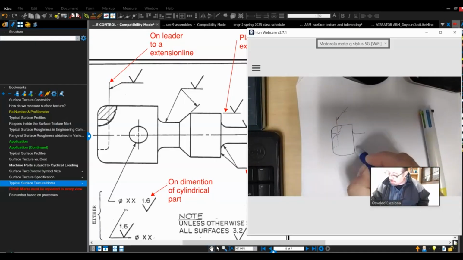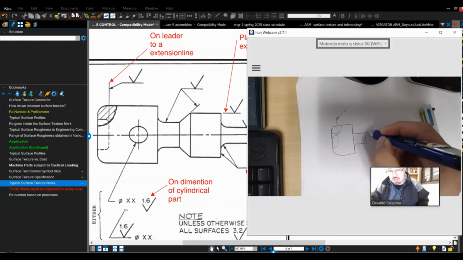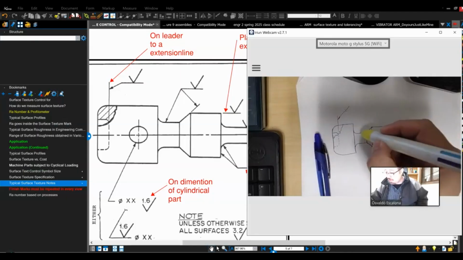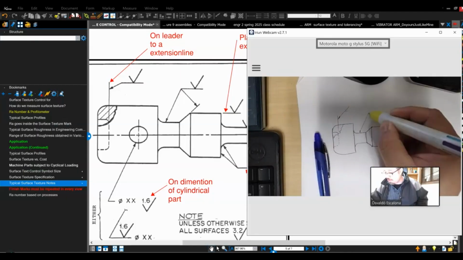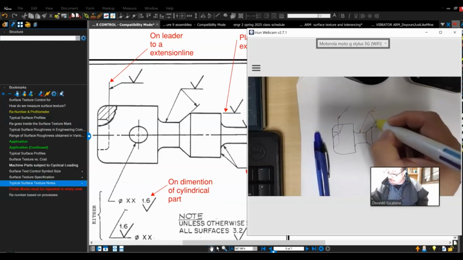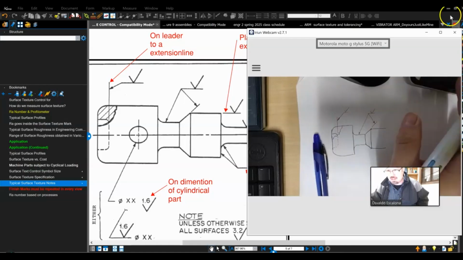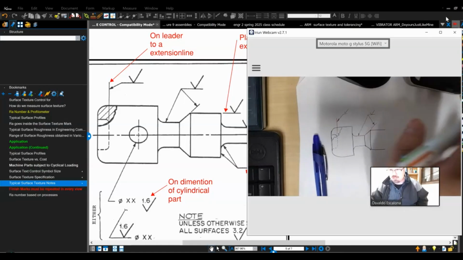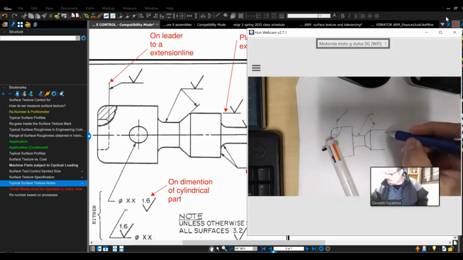The next one looks like this. This one created an arrow like this to account for the surface texture, and then I made another arrow somewhere over there. That's also okay. I don't like these arrows going sideways, but it's okay. Normal operation. Let's continue to the next one.